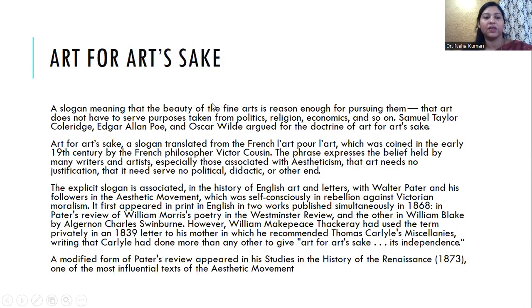Okay. Next literary term, rather the expression, is art for art's sake. This was actually a slogan which meant that the beauty of the fine arts is reason enough for pursuing them. That art does not have to serve purposes taken from politics, religion, economics, and so on. Samuel Taylor Coleridge, Edgar Allan Poe, and Oscar Wilde argued for the doctrine of art for art's sake.